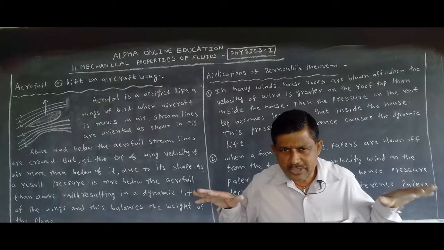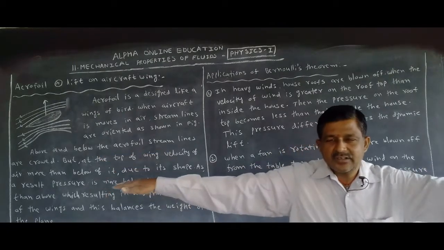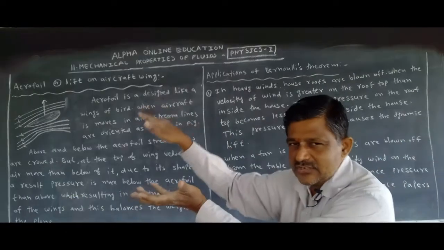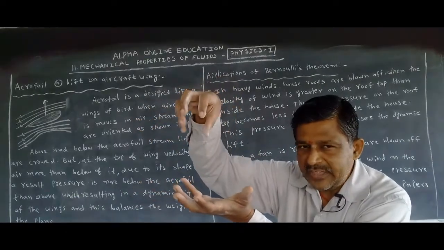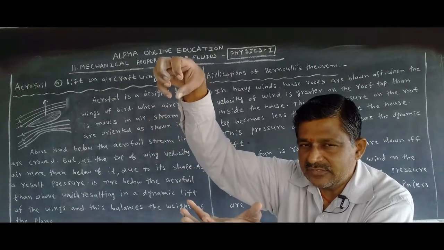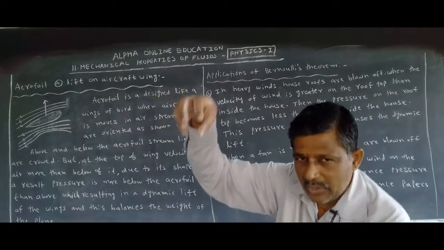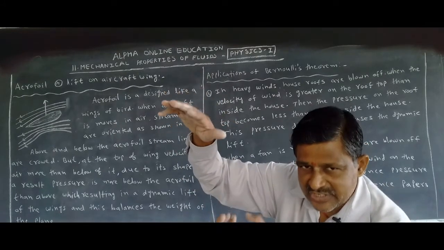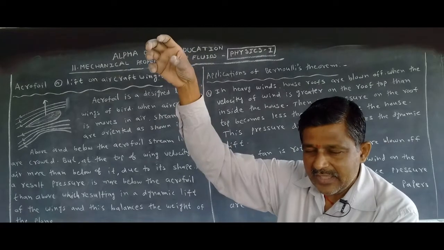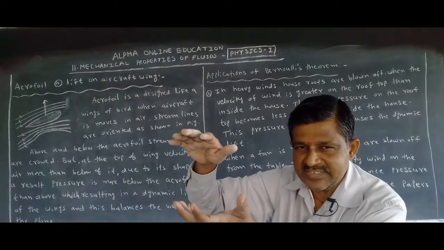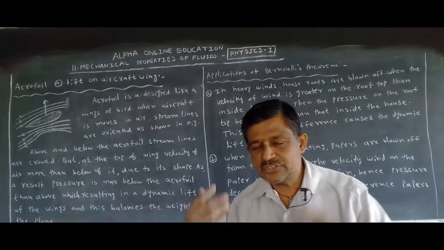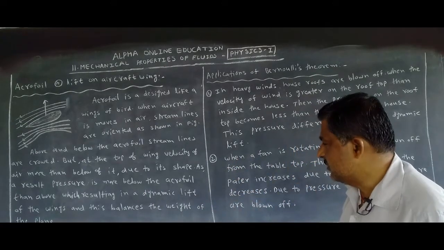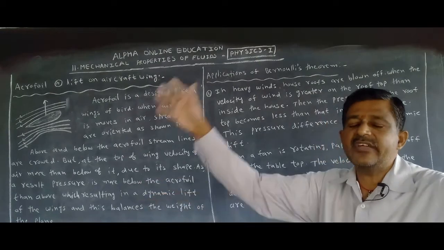When an aeroplane moves, the wings are shaped like an aerofoil. On the top of the wing, the velocity of the air is more, and below, the velocity of air is less. So the pressure is more below than above. This difference in pressure causes the dynamic lift of the wings, and this balances the weight of the plane.